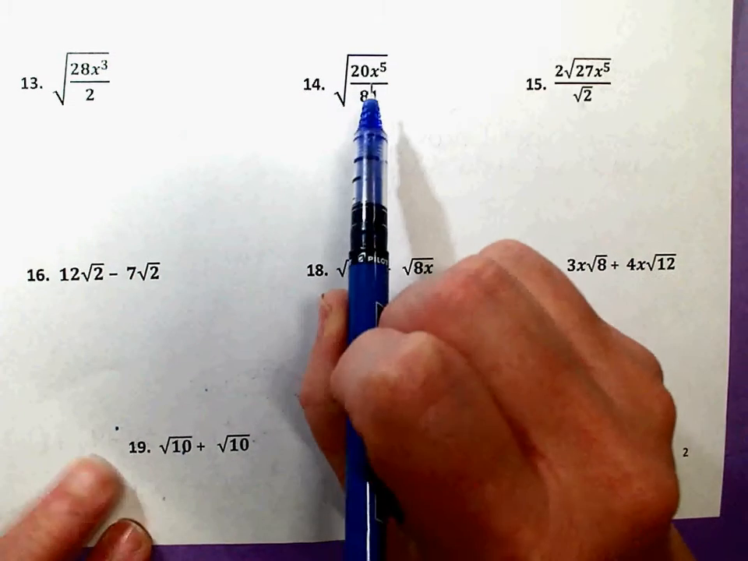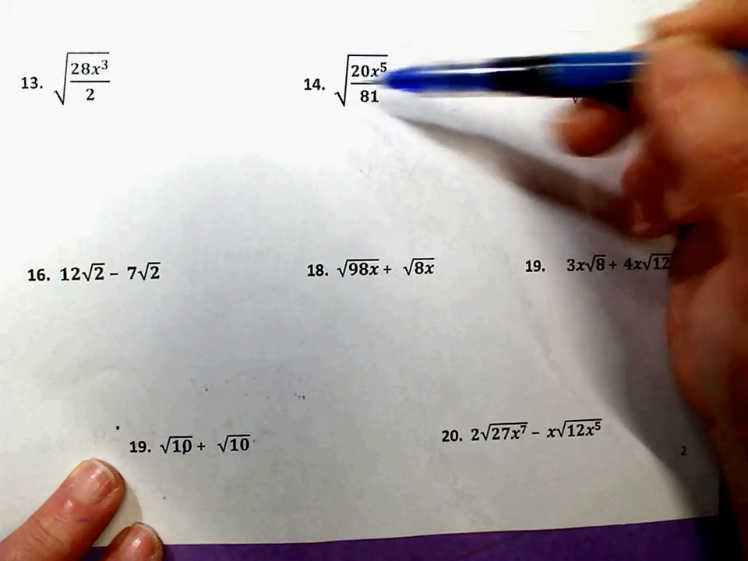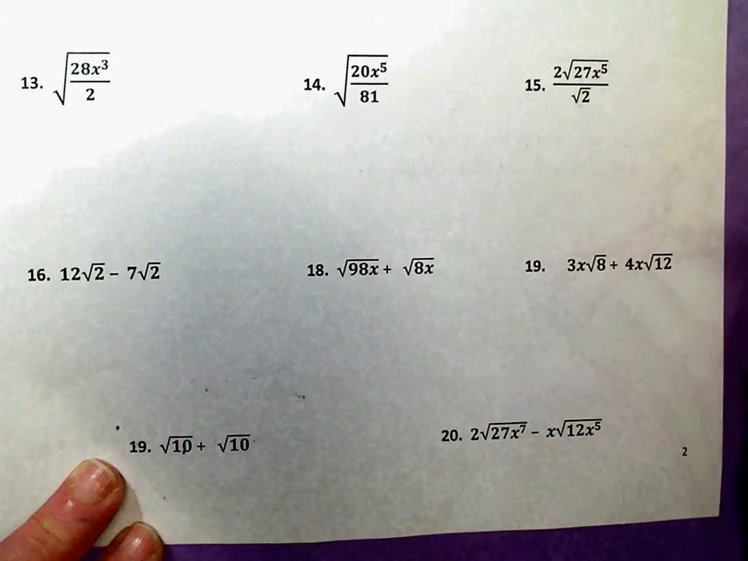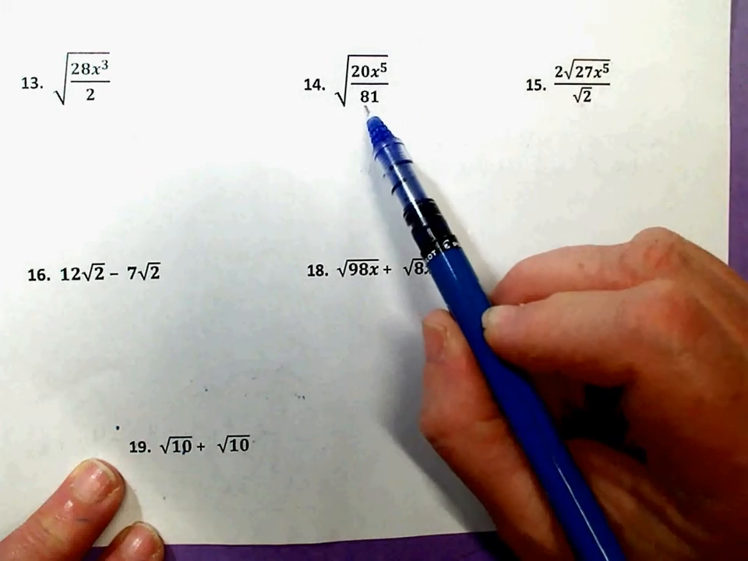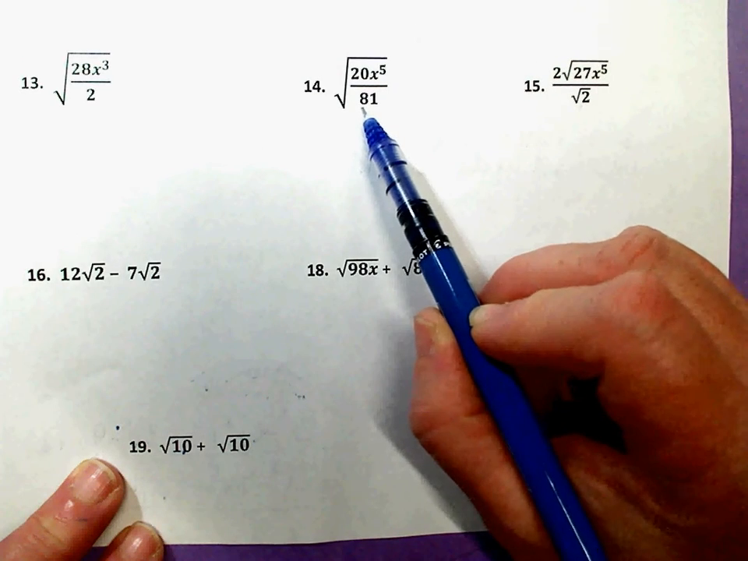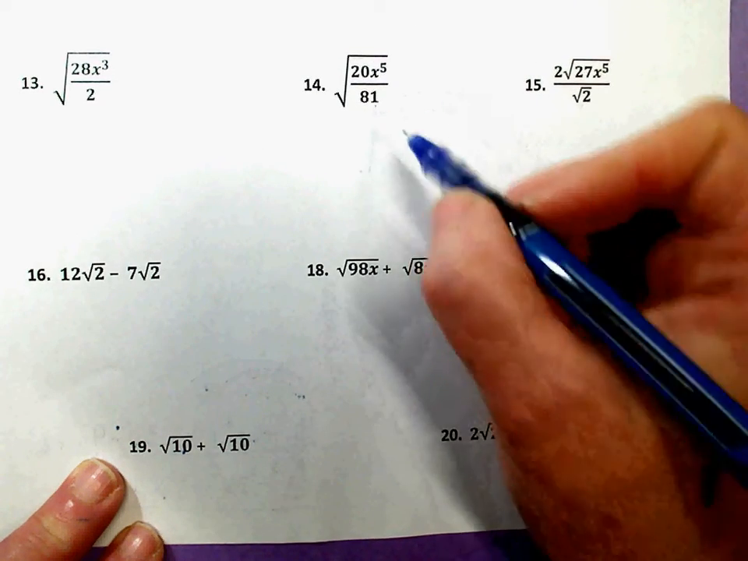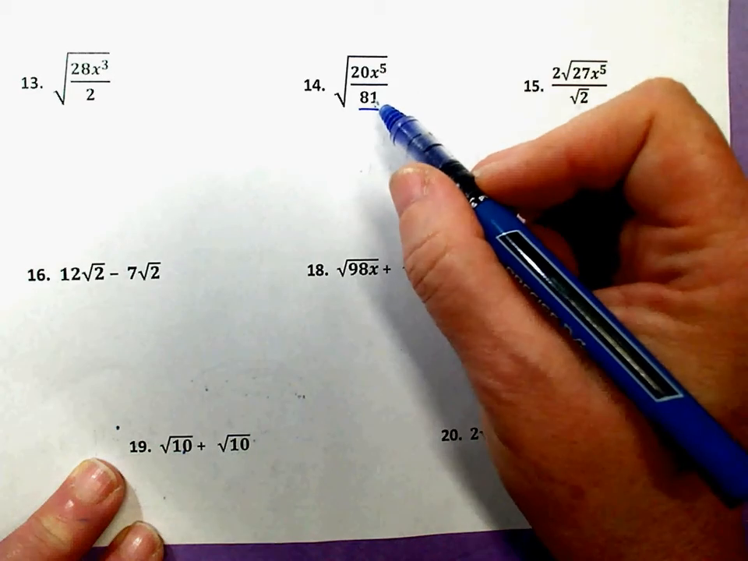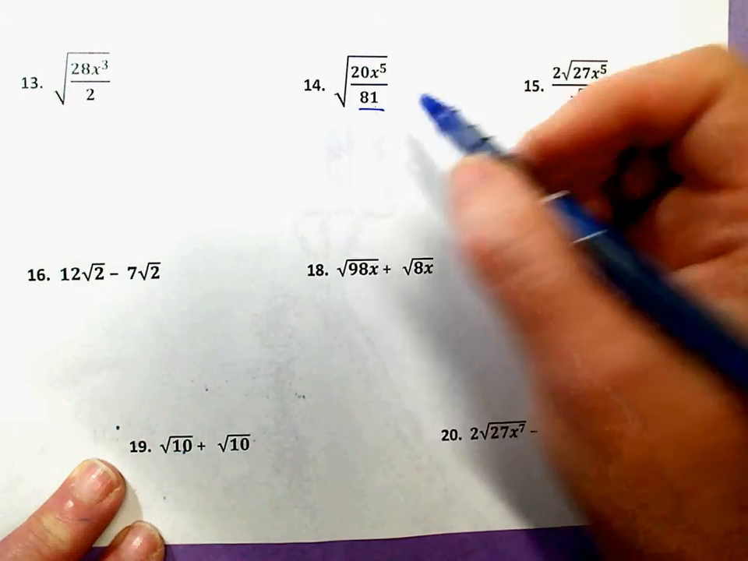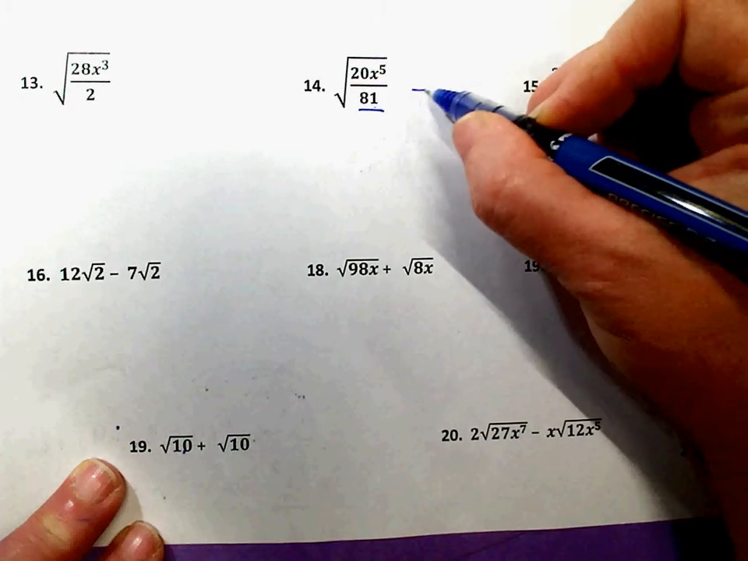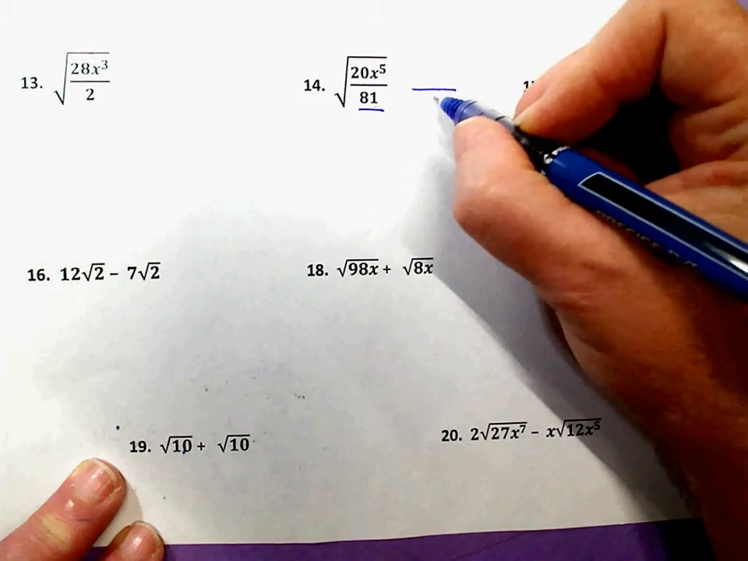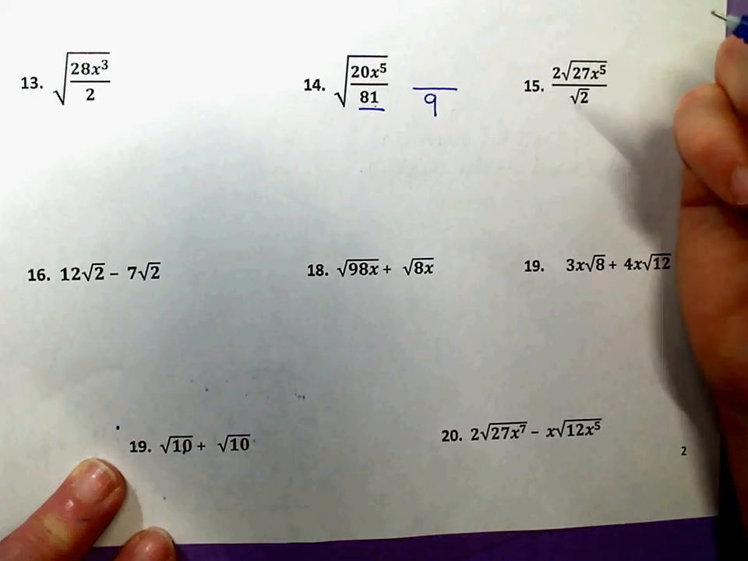When simplifying these radicals that have fractions, the first thing I always check is if the bottom number could possibly be a perfect square that moves out. 81 is a perfect square. The square root of 81 is 9. So I'm going to start by moving that square root of 81 to the outside and taking the square root.